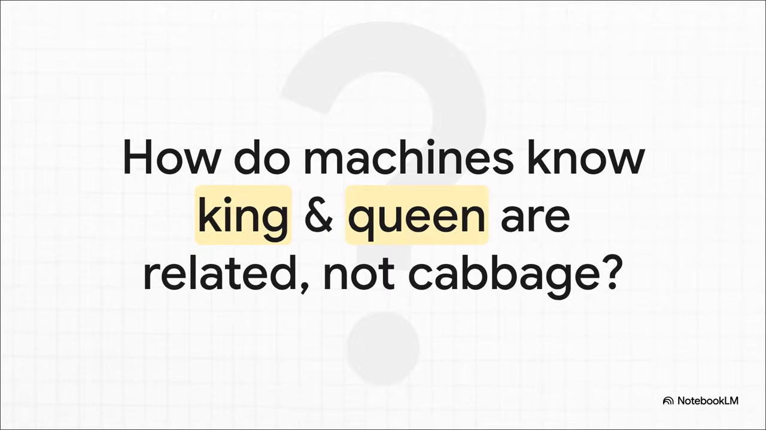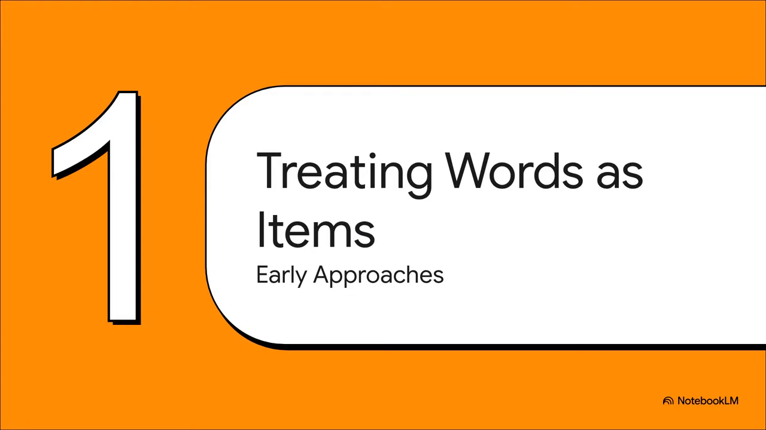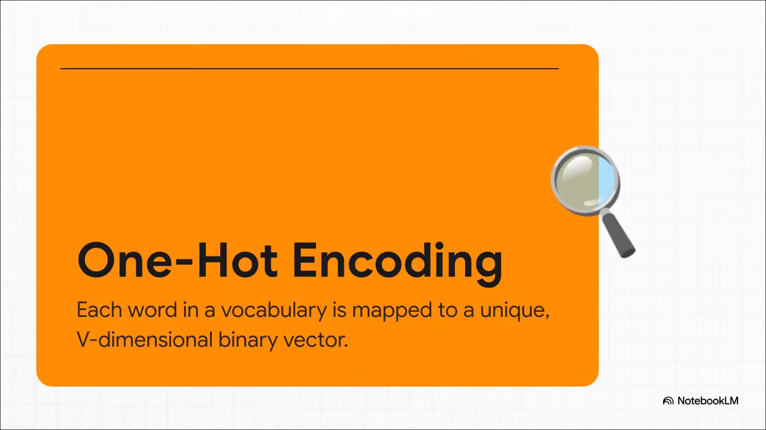So how in the world do we get it to go from seeing simple letters to understanding these complex relationships? So in the very beginning, people weren't even trying to get computers to understand language in a deep way. The goal was much simpler. Just find a way to turn words into numbers so a computer could count and categorize them. You can think of it as level 1, just treating words as simple, distinct items. The first big idea here was something called one-hot encoding.